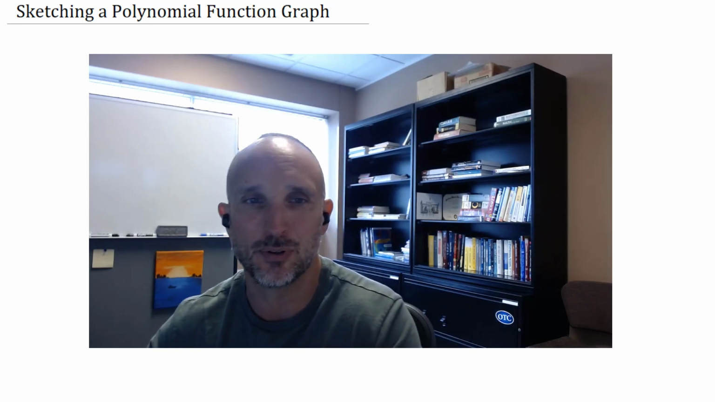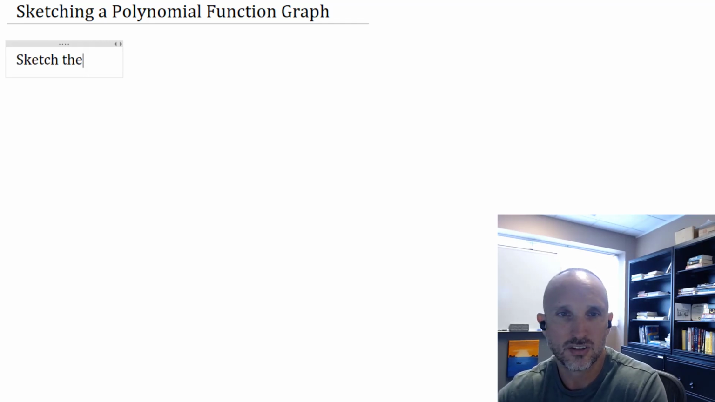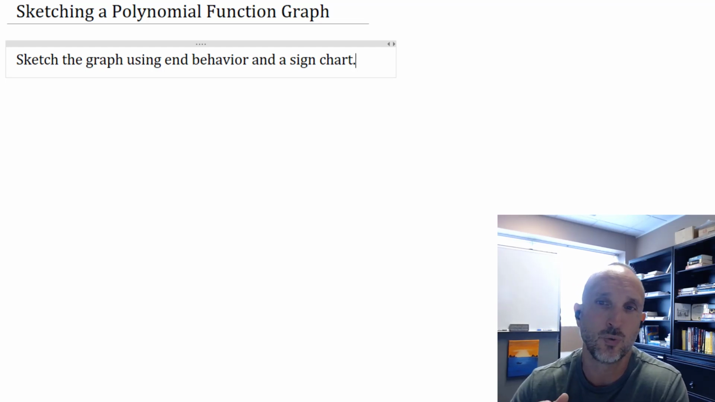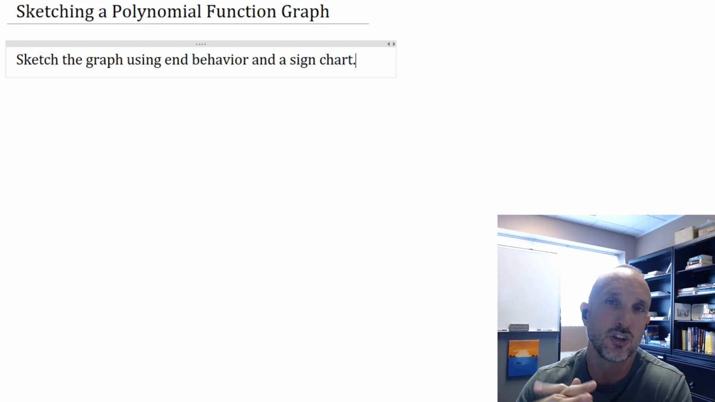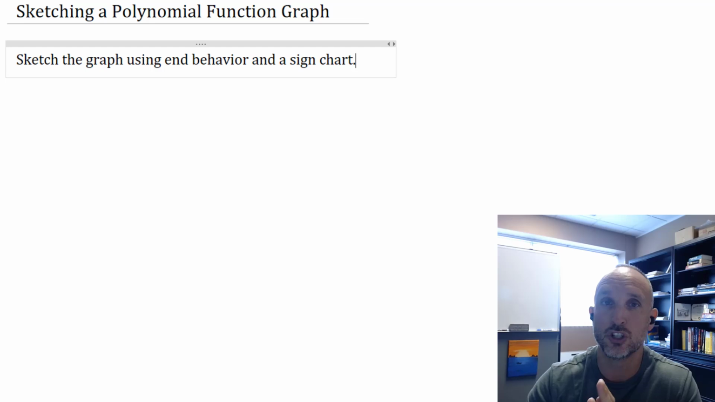Let's do our first example. Let's sketch the graph using end behavior and a sign chart. And I'm going to do this a couple different ways. The first way I'm going to do it is show you how to use your calculator to generate the sign chart. And then I'll show you some shortcuts for generating the sign chart. And then you can do with it what you want.